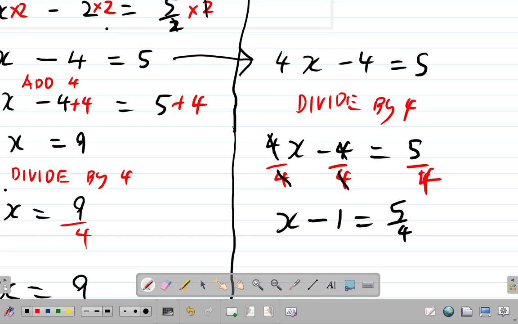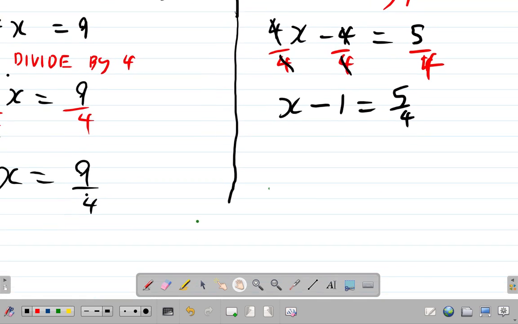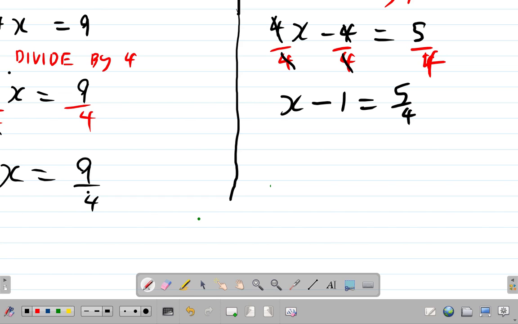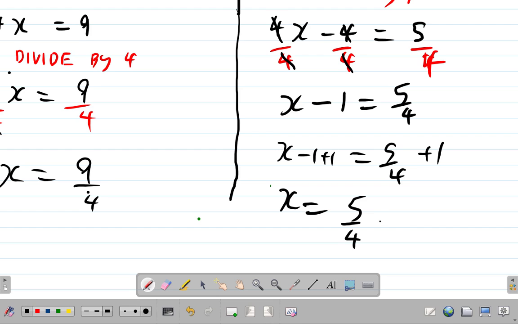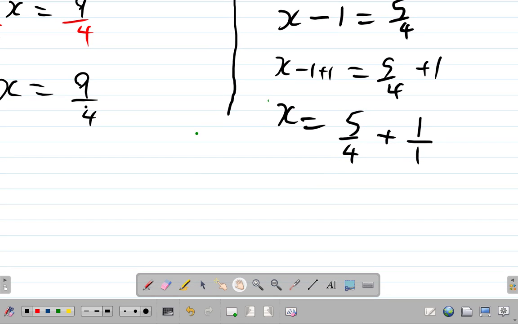Alright? Now at this point you could add 1 to both sides. So you have x minus 1 equals 5 over 4 plus 1 plus 1. So what you have is x equals 5 divided by 4 plus 1. You have to remember your fraction calculation again. If you say 5 divided by 4 plus 1 is the same as 5 divided by 4 plus 1 divided by 1. But let's draw the line and find the LCM here. Could use common denominators like before, but let's look at this.